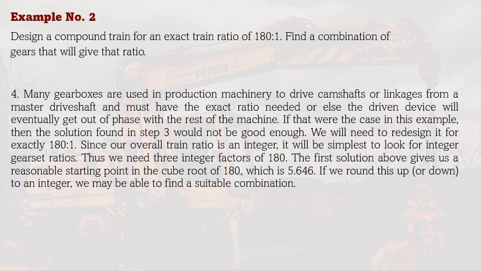Since our overall train ratio is an integer, it will be simplest to look for integer gear set ratios. Thus, we need 3 integer factors of 180. The first solution above gives us a reasonable starting point in the cube root of 180, which is 5.646. If we round this up or down to an integer, we may be able to find a suitable combination.